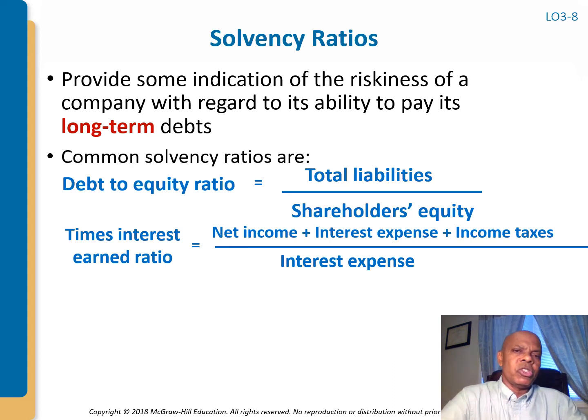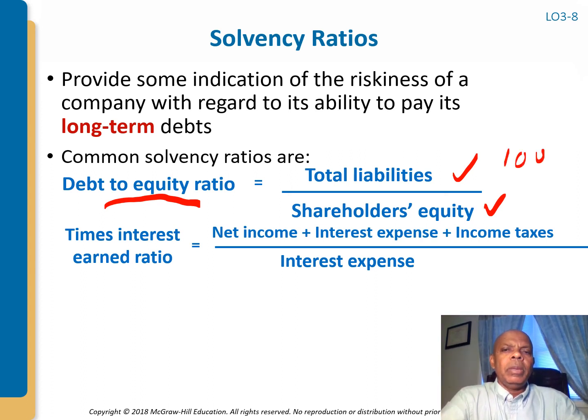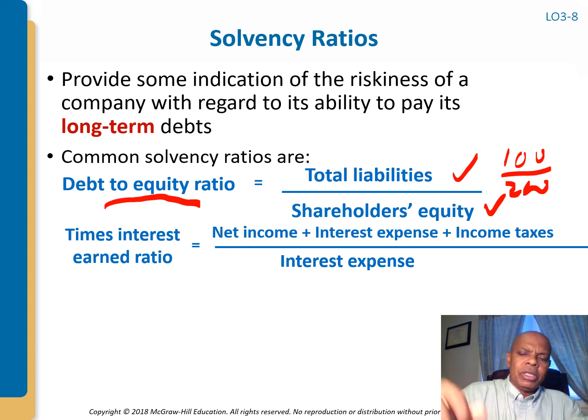Common solvency ratios. You got a debt to equity ratio. Total liabilities divided by shareholders' equity. That's the debt to equity ratio. Total liabilities, say you got 100 million. If you had a shareholders' equity, say 200, you got a 1-to-2 debt to equity ratio, the way you look at it. Times interest earned, we can look at that also. Let's put the numbers and see how that's going to work.